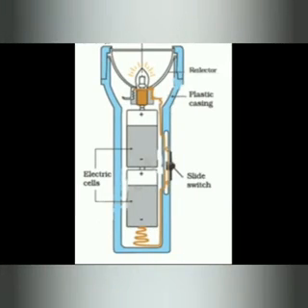So here the two electric cells are there. The slide switch is there. If we push the switch to the front, then the bulb is going to glow. So for the torchlight also we can see the slide switch. By using that switch we can turn it on and off. Is it? Yes.